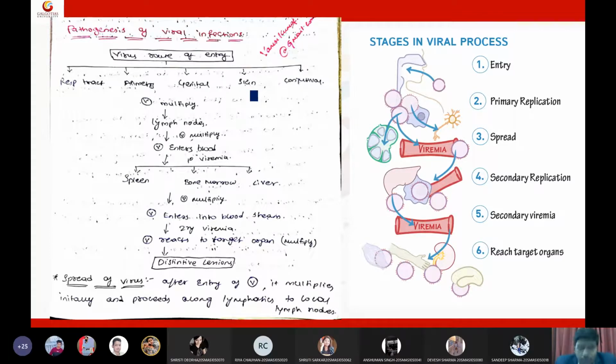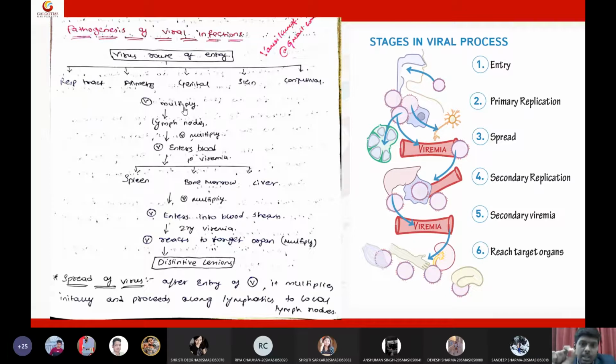Now, no matter whatever the route is, once the virus enters the body, we already know viruses are organ specific. Say, for example, hepatitis virus only attacks the liver.